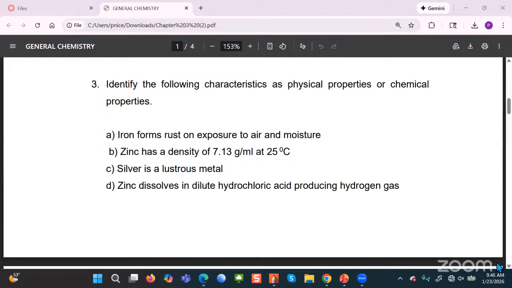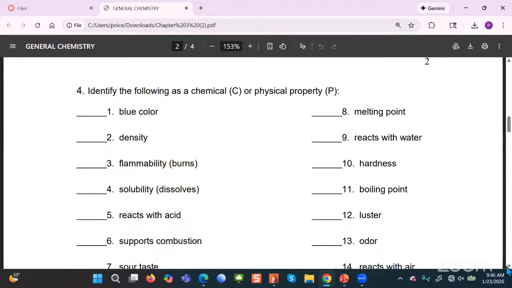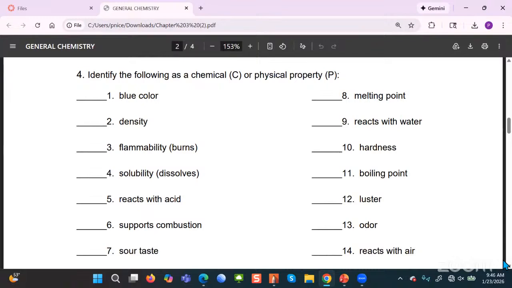Scrolling down. Okay, so again, we're looking at chemical or physical properties. This question is asking you to identify the following as either chemical or physical properties. So put C for chemical and P for physical. Let's start off with number 1. If something has a color blue, that would be physical. So we're going to put P here.